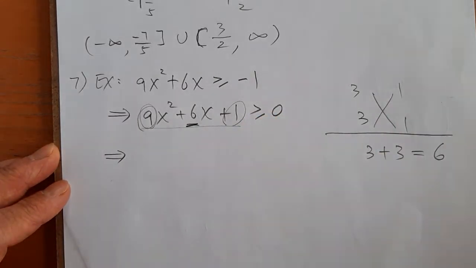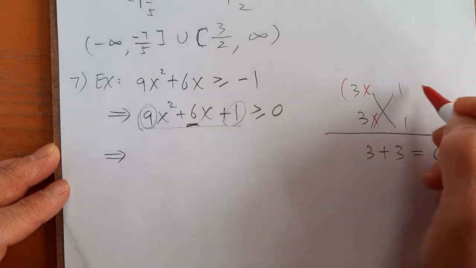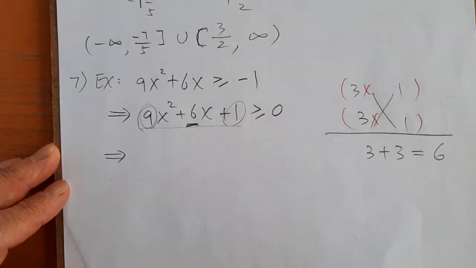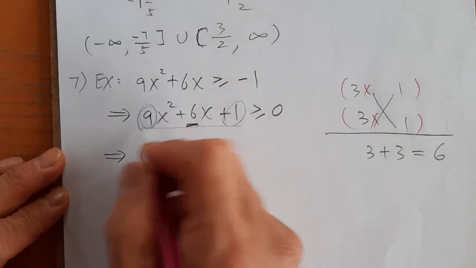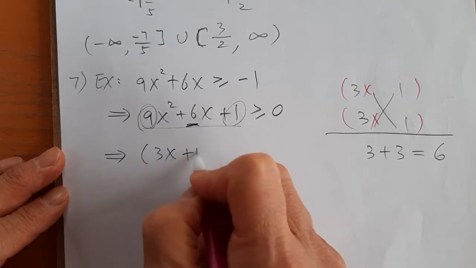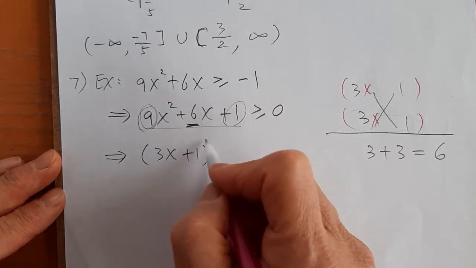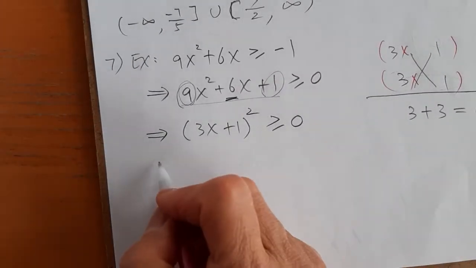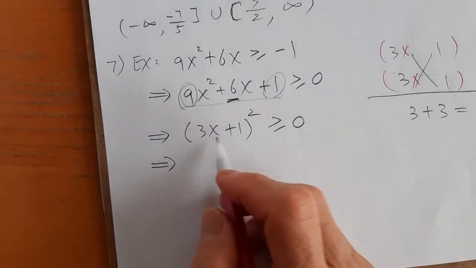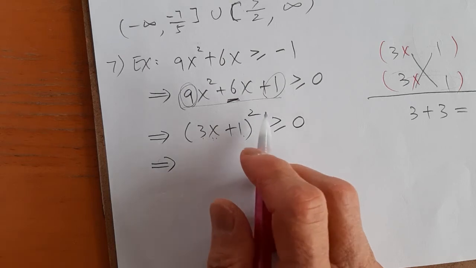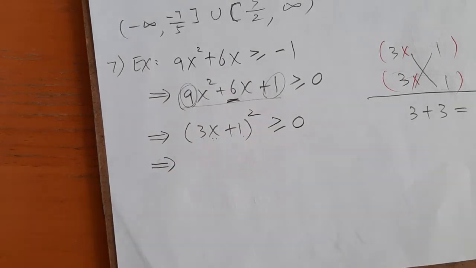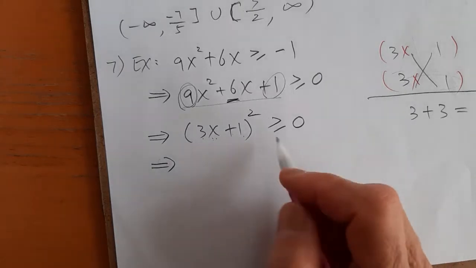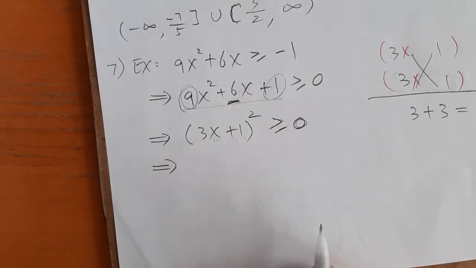So attach with x and put the parentheses. So when you factor this, it becomes 3x plus 1 times 3x plus 1. So that's a square, greater than or equal to 0. And any number you plug into x, times 3, add 1, after squaring becomes non-negative, greater than 0 or equal to 0.